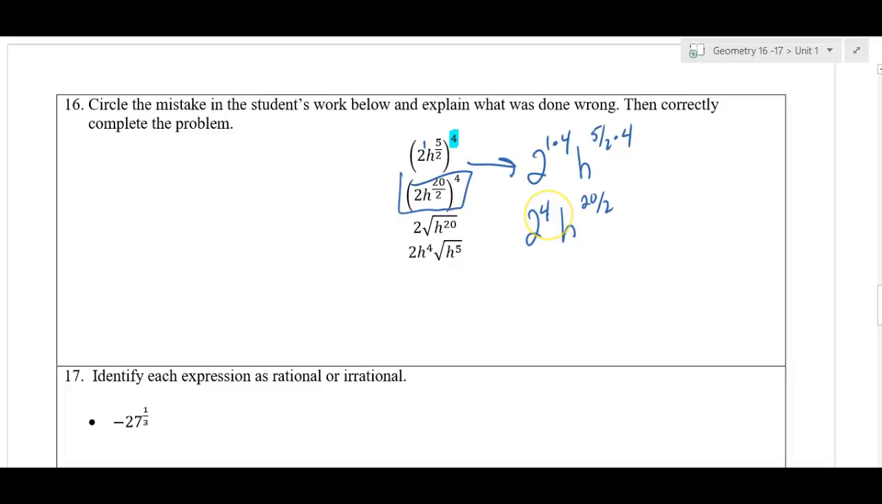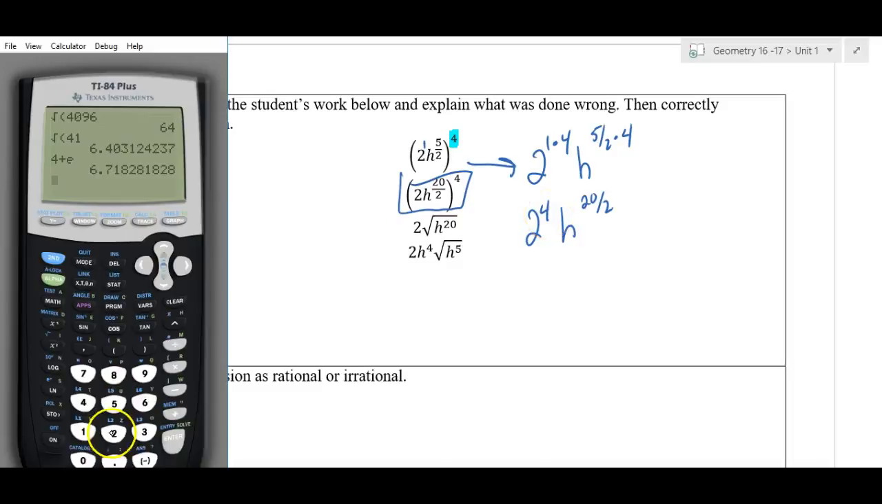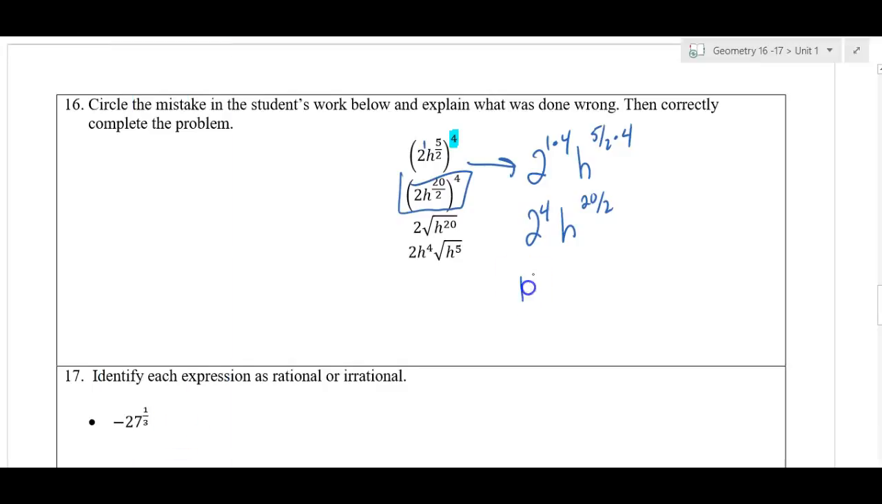2 to the 4th, you can use your calculator, okay? 2 to the 4th power, and we're going to get 16. And then h is to the 20 over 2. Try to simplify that. Does 20 divided by 2 equally? It does, so it's h to the 10th. Now, this cannot be simplified any further because there's no more rational exponent. 16 is a whole number, so this should have been my simplified problem.